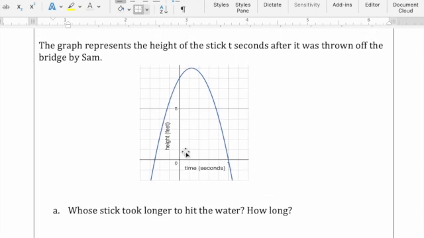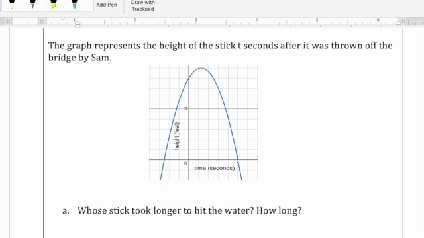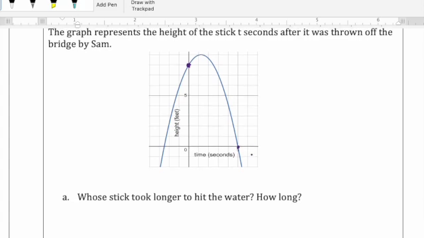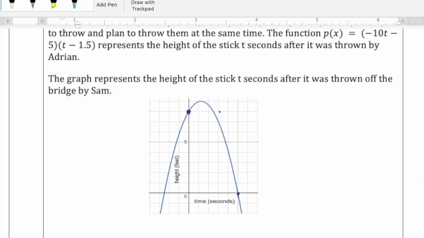How long? Okay, so this is Sam's stick, and I want to point out again that this stick is being thrown from the bridge from here. This is the function's graph, but it starts at 0 time, and it goes a distance from 0 to 1 seconds. So it takes 1 second for Sam's ball to hit the ground.